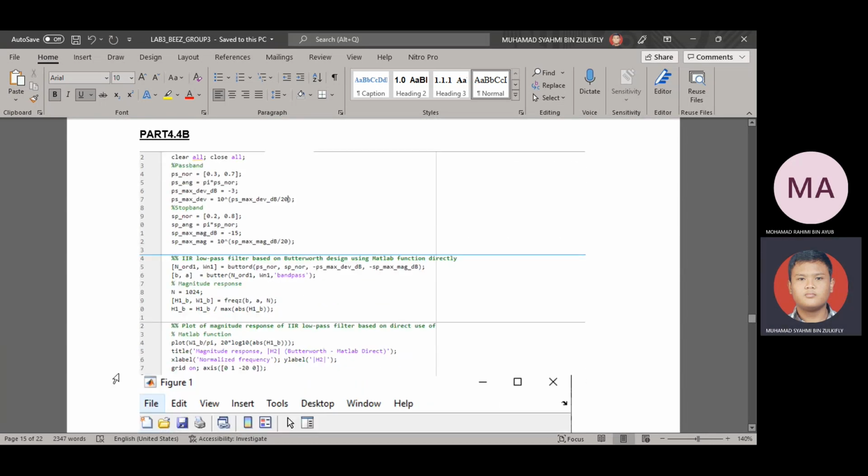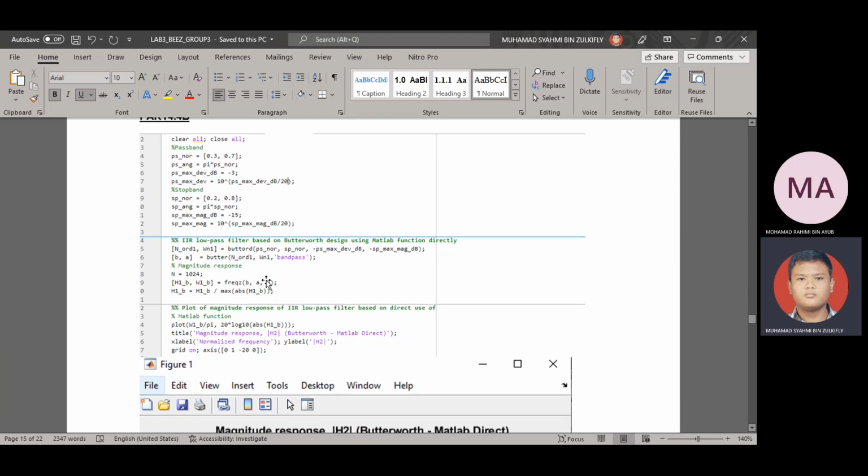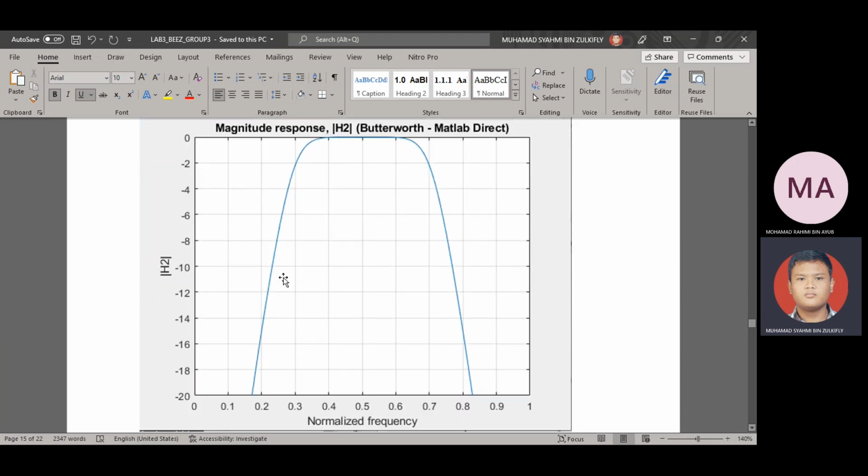Okay, this is for the next part. As you can see, it uses two coordinates in the band pass, 0.3 and 0.7, and it uses -3 for the maximum dB, and in the stop band it also uses 0.2 and 0.8 and -15 for the maximum dB, and the IIR low pass filter was set to band pass, and the graph we will get is like this.